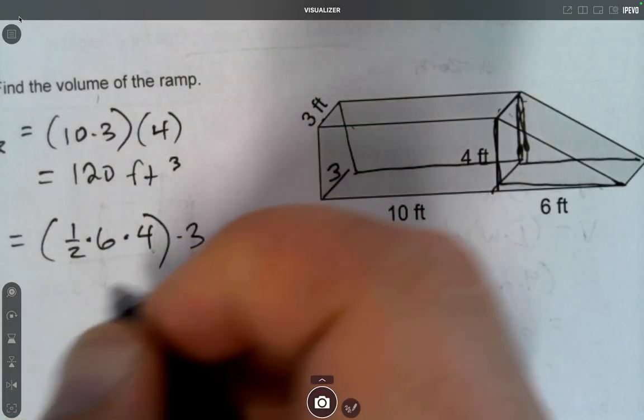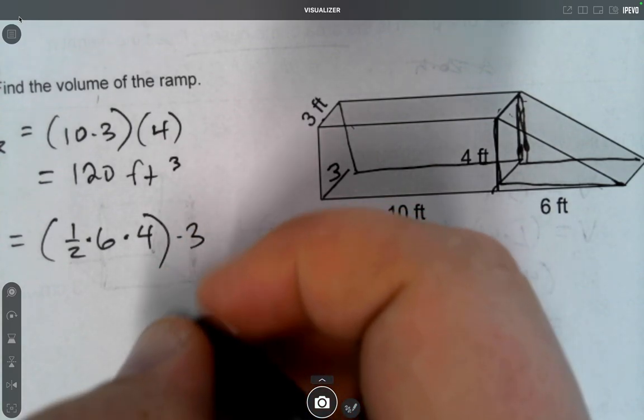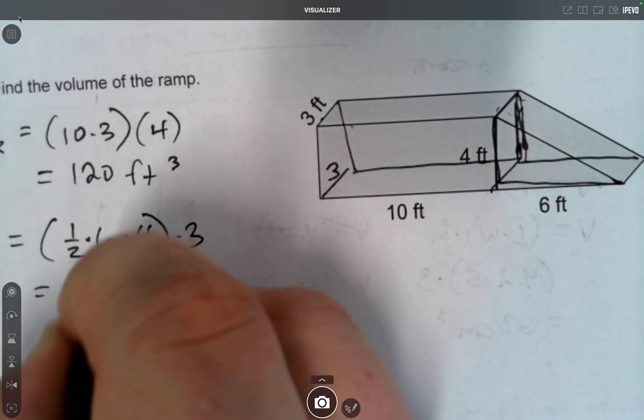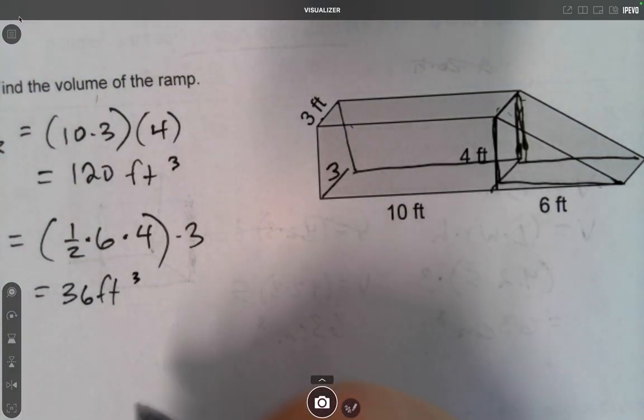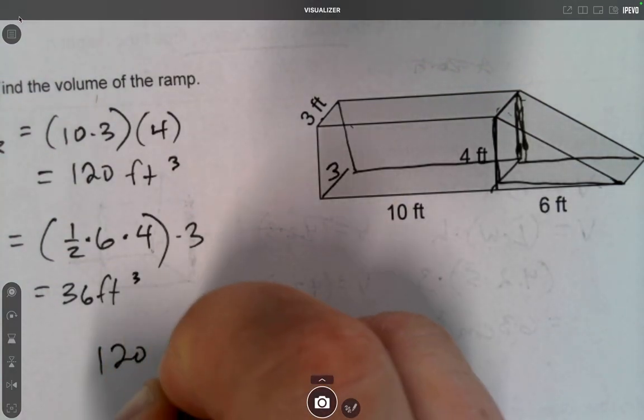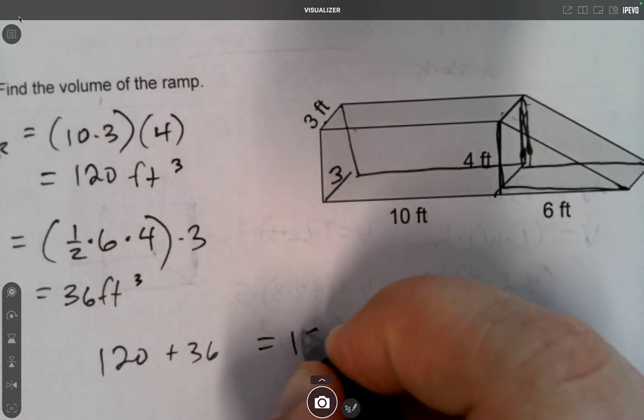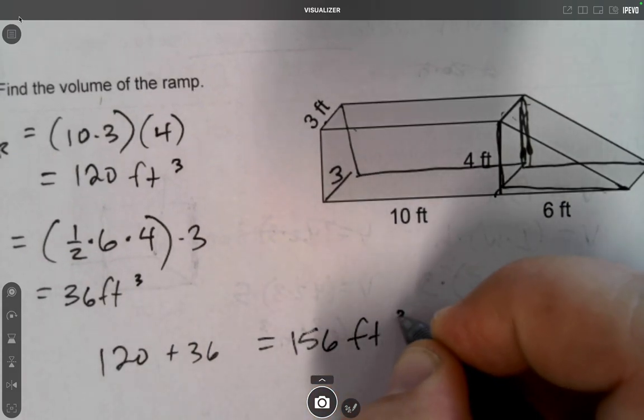Half of 6 is 3, 3 times 4 is 12, 12 times 3 is 36. So we get 36 cubic feet. So we have found the volume of each one individually. Now we add them together and get our total of 156 cubic feet.